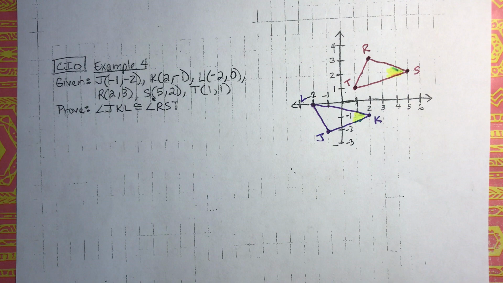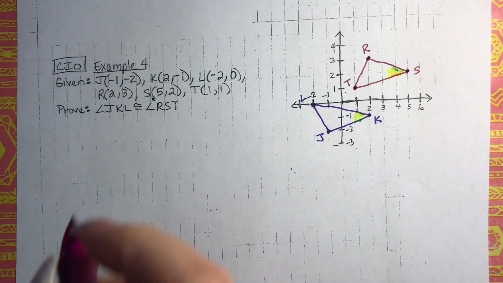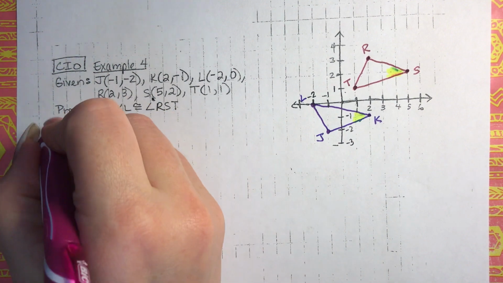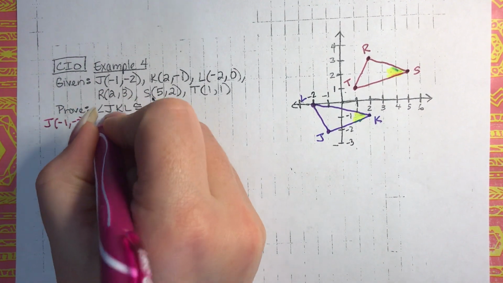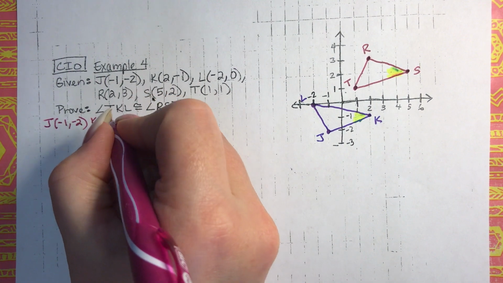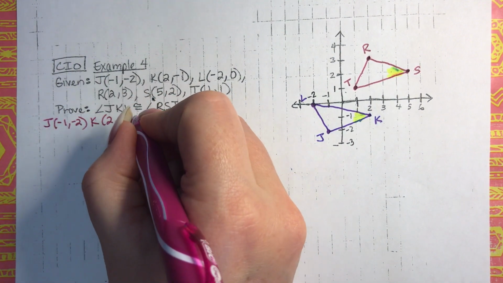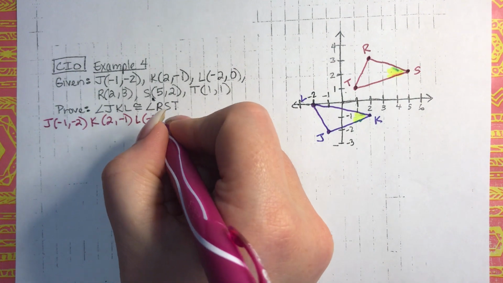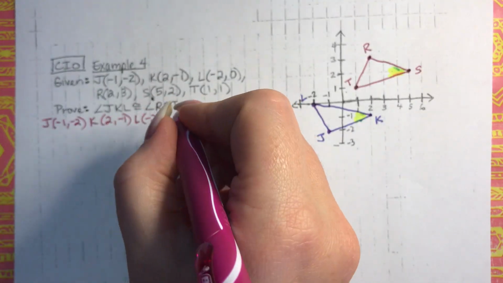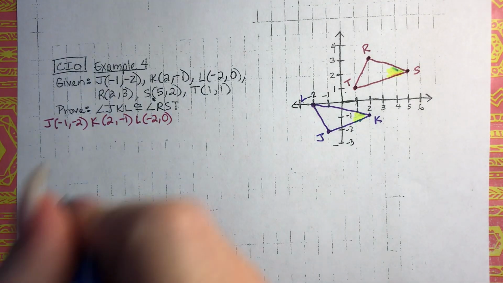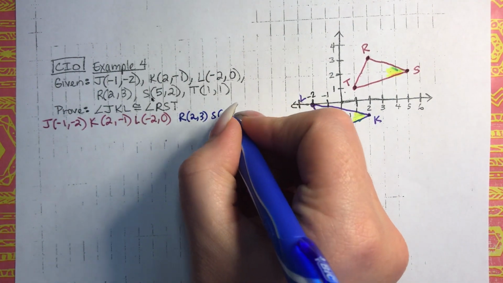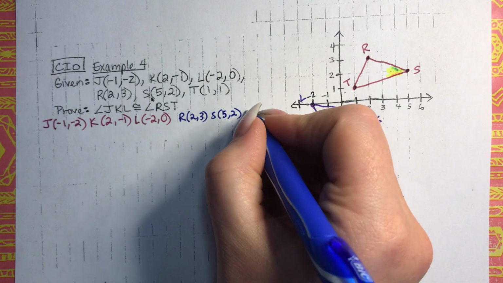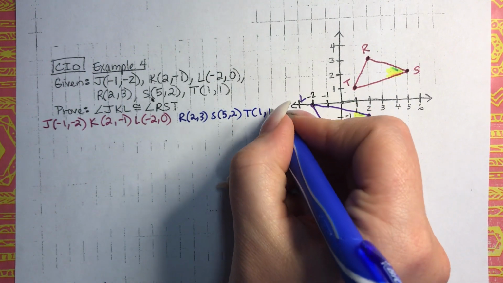So yeah, is that what you did? Okay, let's do it. First I'm going to write down all my vertices and label them. J is -1, -2, K is 2, -1, L is -2, 0, and then I'm going to go to a different color. R is 2, 3, S is 5, 2, and T is 1, 1.